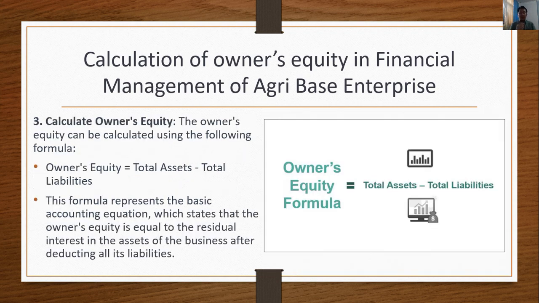And then you should calculate owner's equity. The owner's equity can be calculated using the following formula: your total assets deducted by the total liabilities. This will be our owner's equity. This formula represents the basic accounting equation, which states that the owner's equity is equal to the residual interest in the assets of the business after deducting all its liabilities.